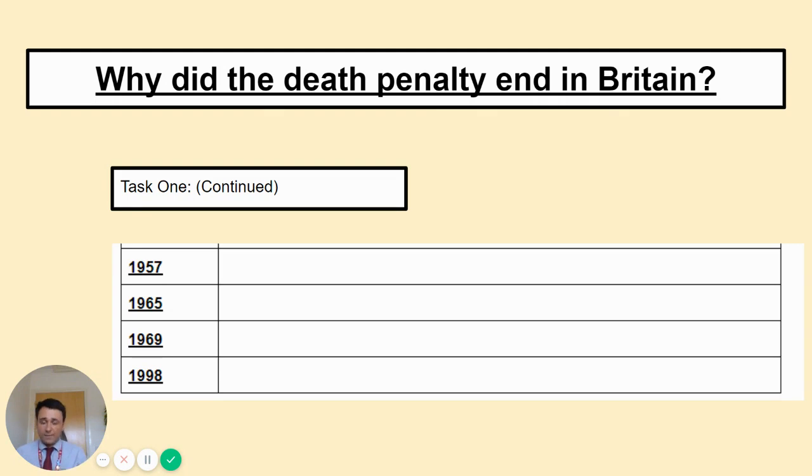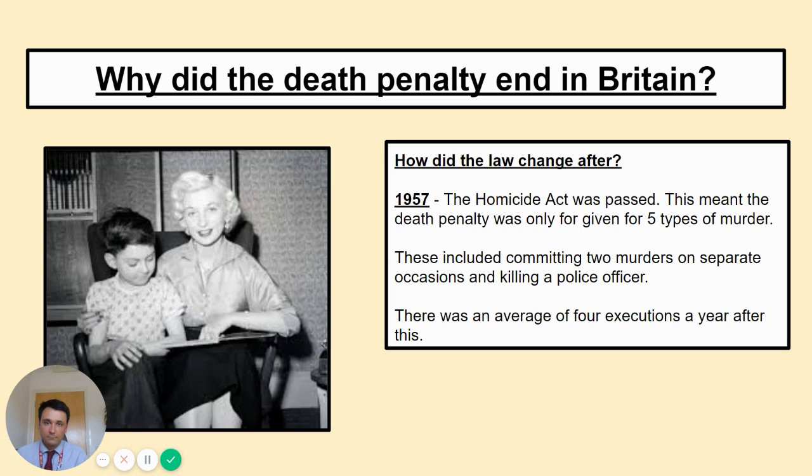Okay, so let's finish up this timeline then by looking at what happened after these controversial executions. What happened because the public mood had started to change in Britain. So, in 1957, the Homicide Act was passed. And this meant that the death penalty was only given out for 5 types of murder instead of basically every murder. So these types of specific murder would include committing 2 murders on separate occasions, or killing a police officer, or killing someone during a theft, for example.